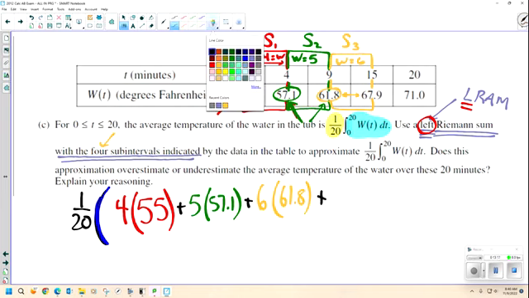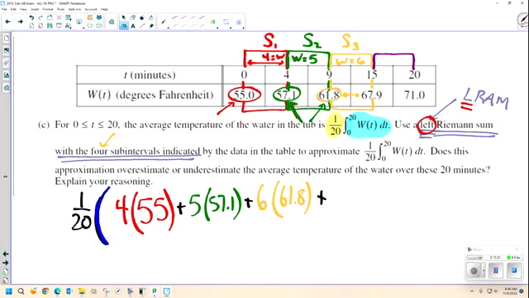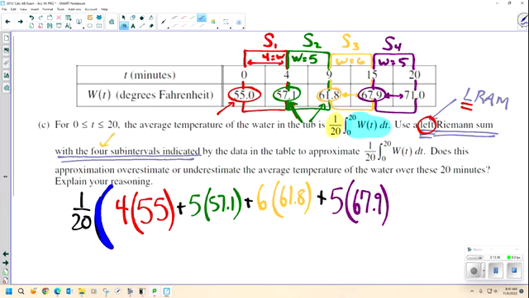Plus, and yeah, the gray always comes back. Purple. Let's stay colorful. 15 to 20 is my next subinterval. That has, subinterval 4, a width of 5. 5 times, out of these two, my left value is the 67.9. Okay?